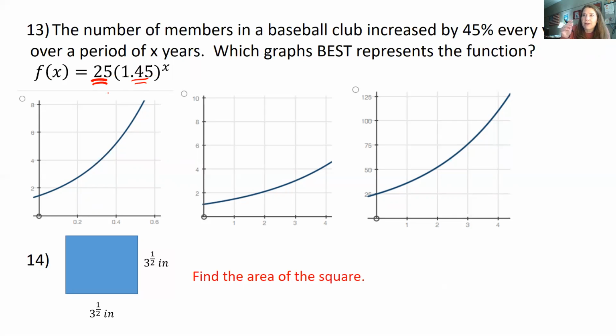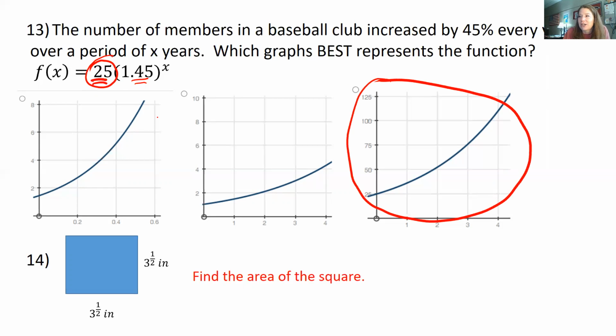So if it's increasing by 45% each year, we would have added 1 plus 0.45, which is 1.45. But this is our y-intercept. So if you know that, you don't even have to really investigate the graphs very much at all. There's only one that shows us our y-intercept. That is our starting, or our initial value. Okay, so that's it. That's all you need to know.